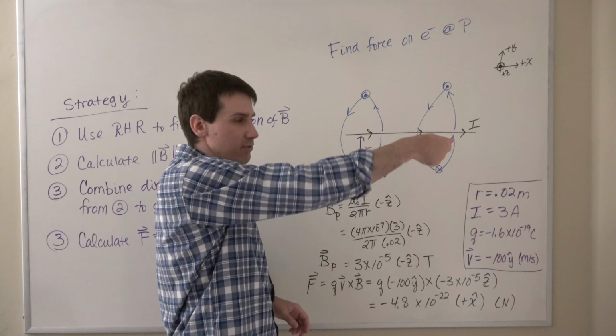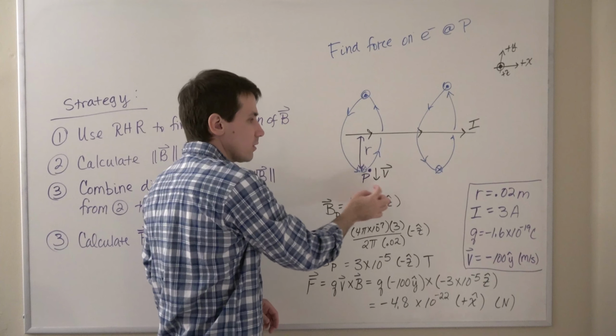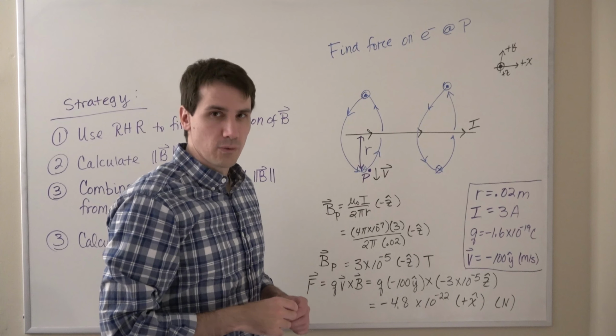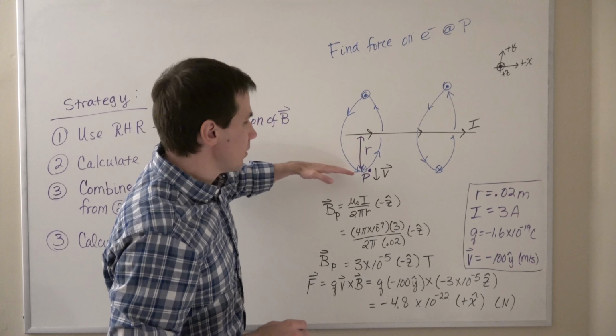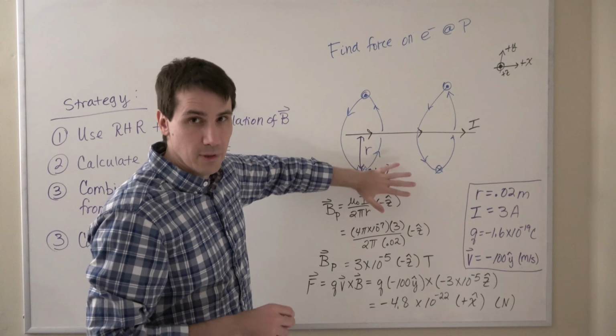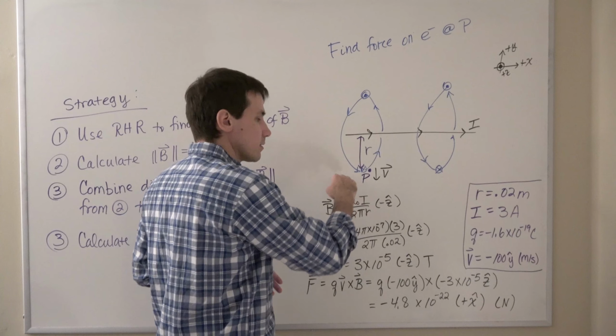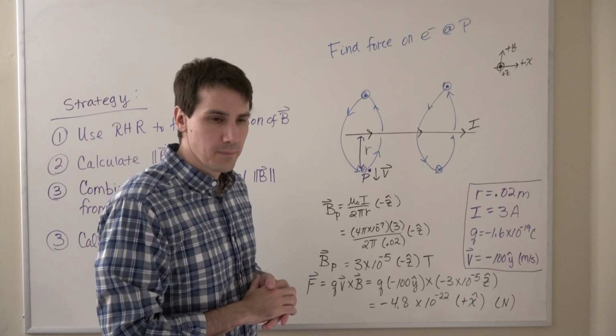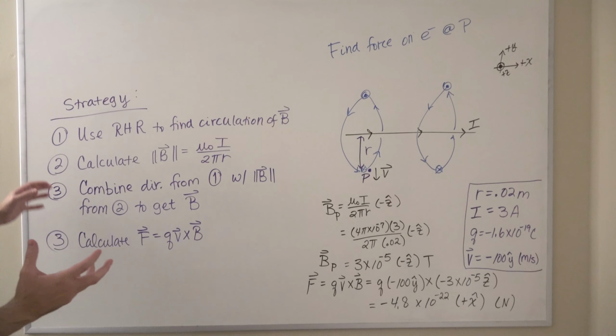Thumb points in the direction of the field, my fingers curl in the direction into the board below the wire. So I know that everywhere below the wire, when I'm directly below the wire, the magnetic field points straight into the board.